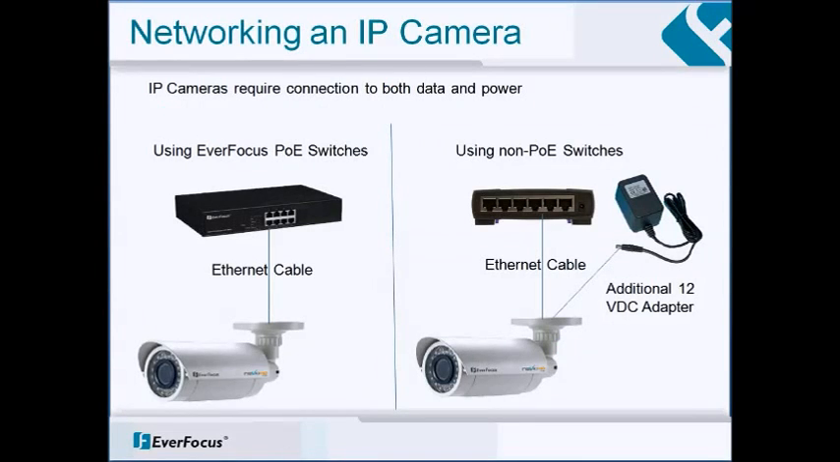IP cameras require connection to both data and power. There are two basic methods to connect an IP camera, either using a PoE switch or using a regular non-PoE switch. When using the EverFocus PoE switch, a single Ethernet cable is required to connect the IP camera. When using a non-PoE switch, an additional 12-volt DC power supply is required to power the camera.